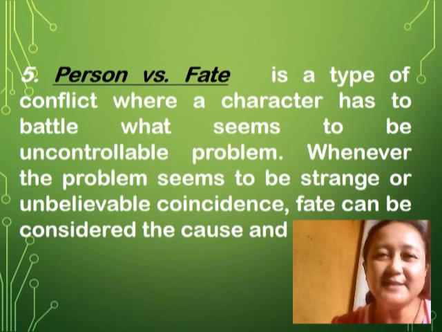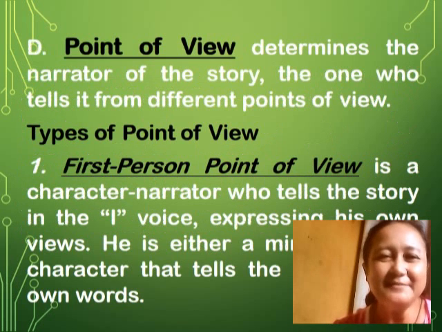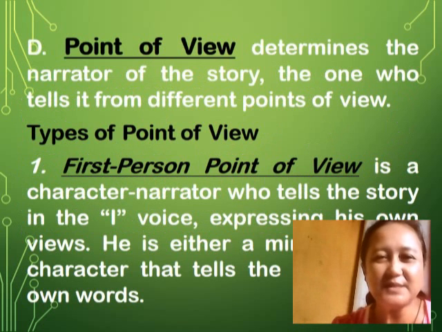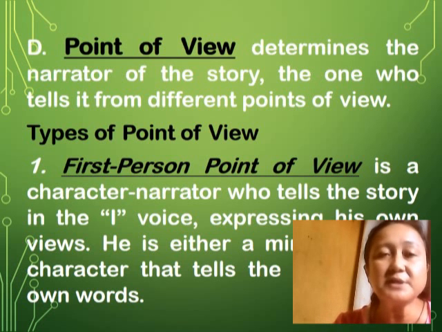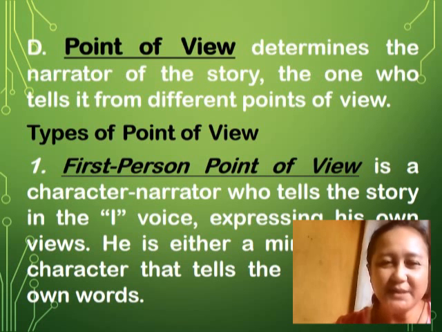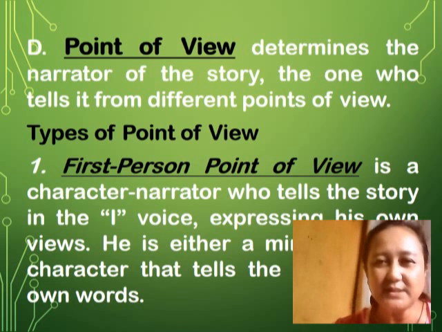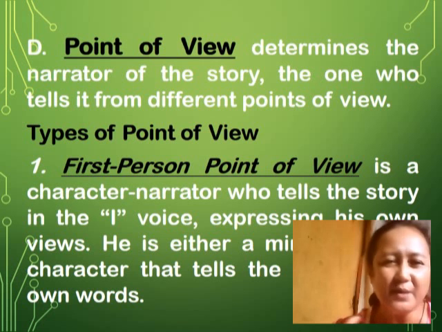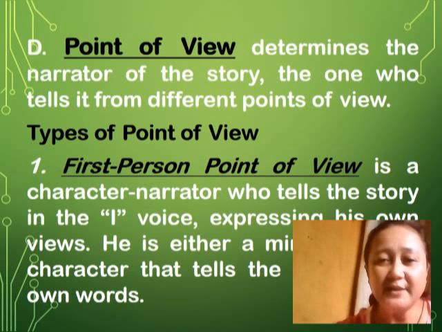persons and things, okay? And then we have the point of view, as I've said a while ago, but it is different when I say here in fiction. Point of view here determines the narrator of the story, the one who tells from different points of view. Okay, so we have the first person point of view. So the character is also the narrator who tells the story. Okay, so it is the I voice. No? So you are the one saying or claiming whatever is happening in the story.